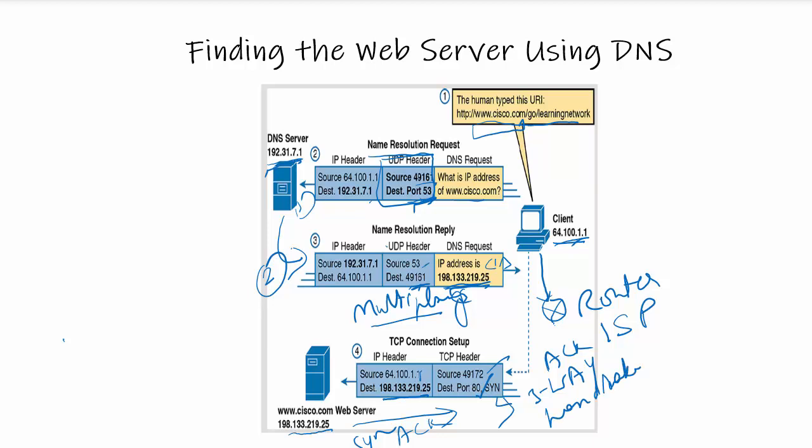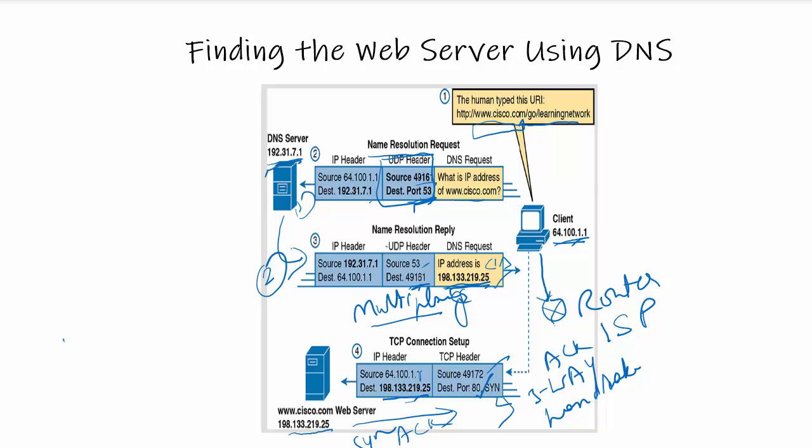This whole process takes less than a second, a few milliseconds to happen. The client sends a DNS query, the DNS server responds back to the client with the IP address, and then the client creates a packet with the destination IP address and sends it to its default gateway. So this happens in less than a second.